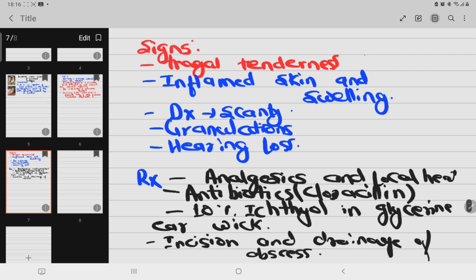We have tragal tenderness, inflamed skin and swelling, scanty discharge, granulations, and hearing loss. So these are the features of bacterial otitis externa, the localized type.